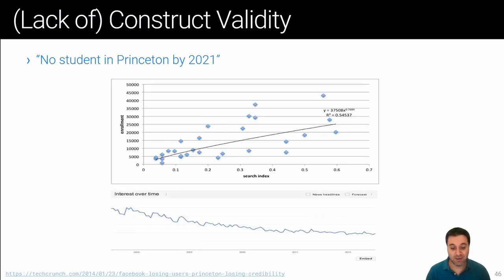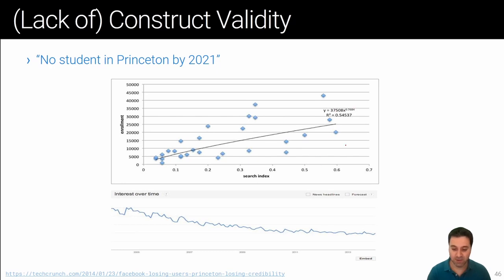And so funny thing is the people from Facebook, they published another kind of mockery paper. And what they were saying is, well, there's going to be no student in Princeton by 2021. Again, let me tell you, Princeton is doing very well, don't worry. So what they did was the following. They were plotting over here in this scatter plot, the search index. So again, how often people search for different universities. And then over here in the y-axis, the enrollment, how many students they had. And they found this correlation, positive correlation.